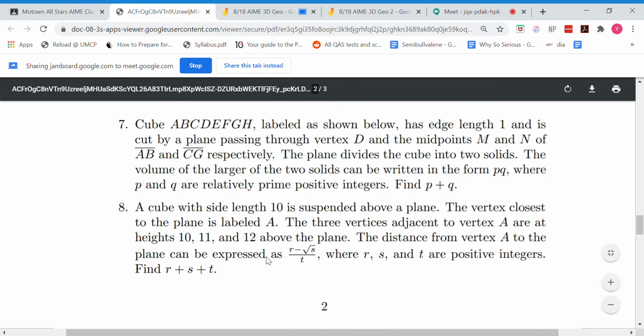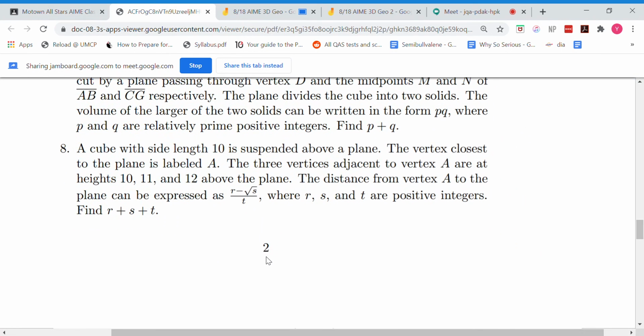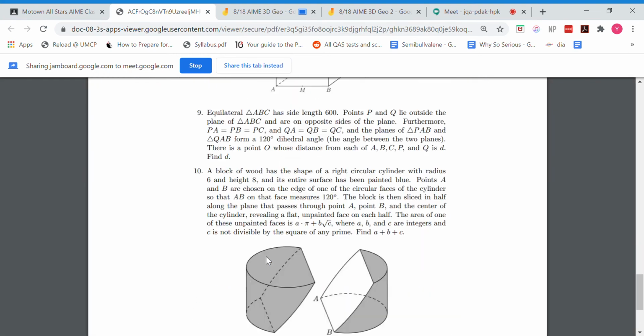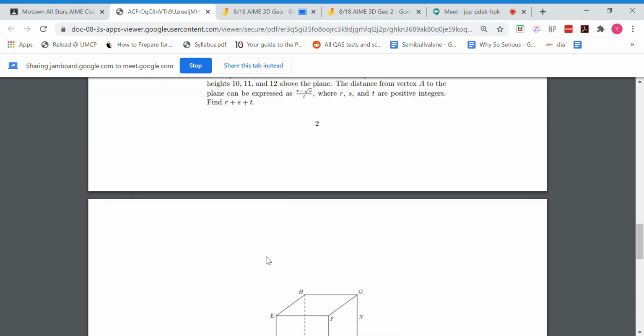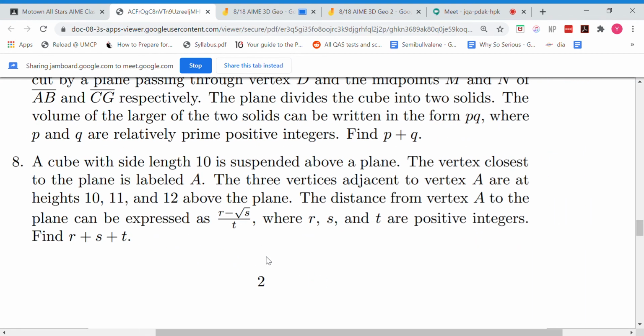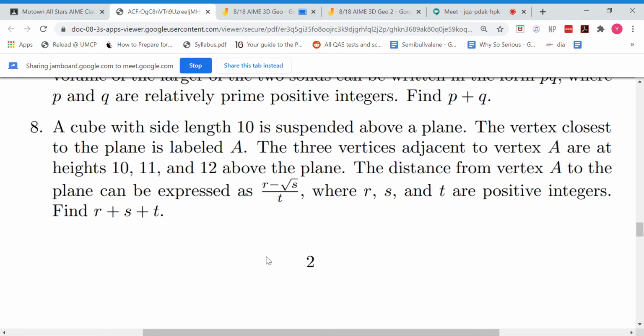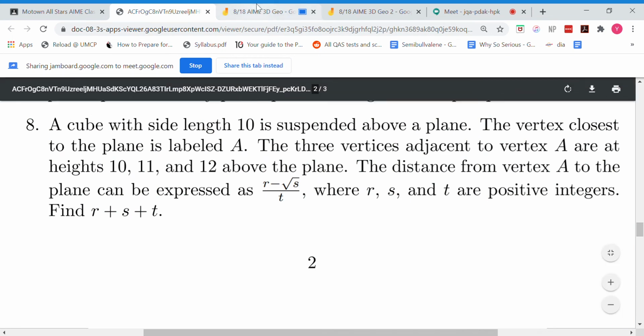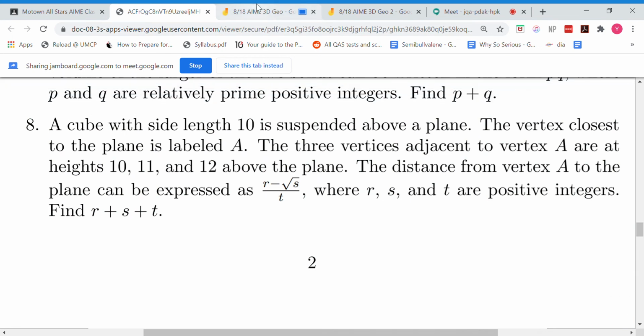So these last 4 problems are significantly more difficult than the previous 7. A cube with side length 10 is suspended above a plane. The vertex closest to the plane is labeled A, and the 3 vertices adjacent to vertex A are at heights 10, 11, and 12 above the plane. The distance from vertex A to the plane is what?